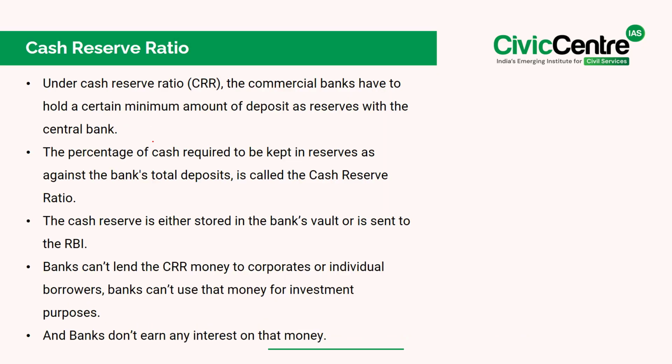See, under cash reserve ratio, the commercial banks have to hold a certain minimum amount of deposit as reserves with the central bank. Know that the percentage of cash required to be kept in the reserves as against the bank's total deposits is called the cash reserve ratio. Furthermore, the cash reserve is either stored in the bank's vault or is sent to the RBI. But the banks can't lend the CRR money to corporates or individual borrowers. Also, the banks can't use that money for investment purposes. And banks don't earn any interest on that money.